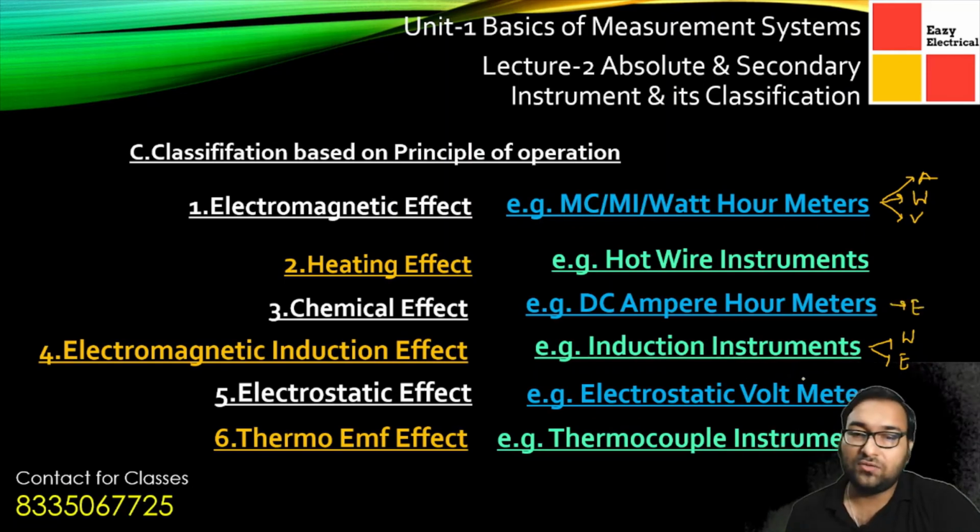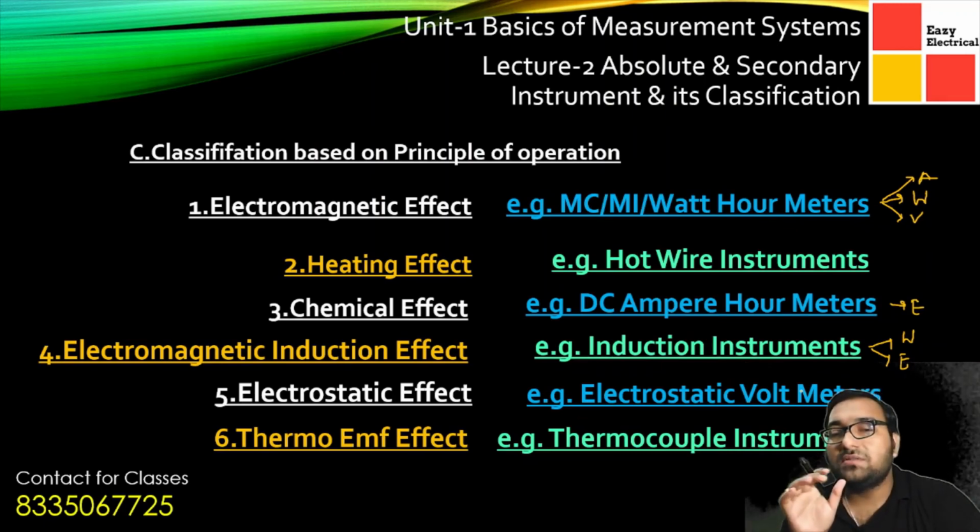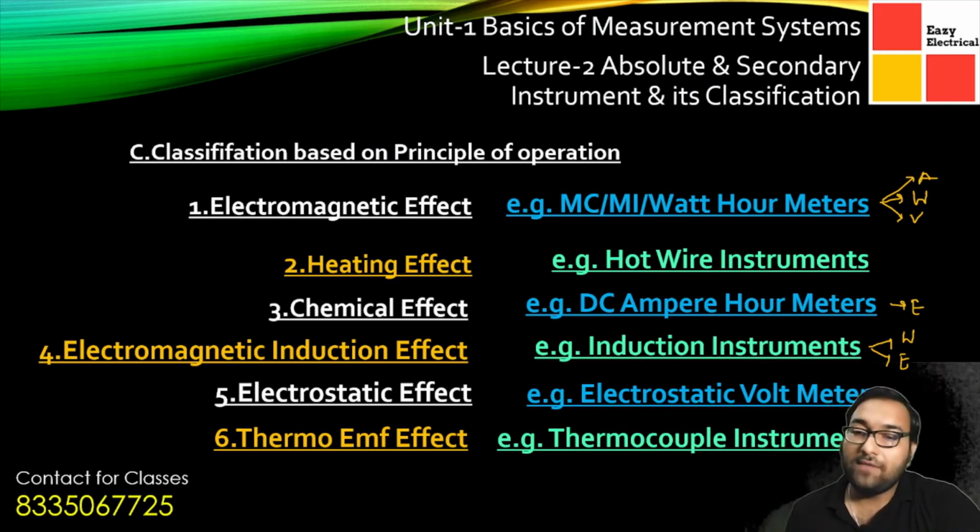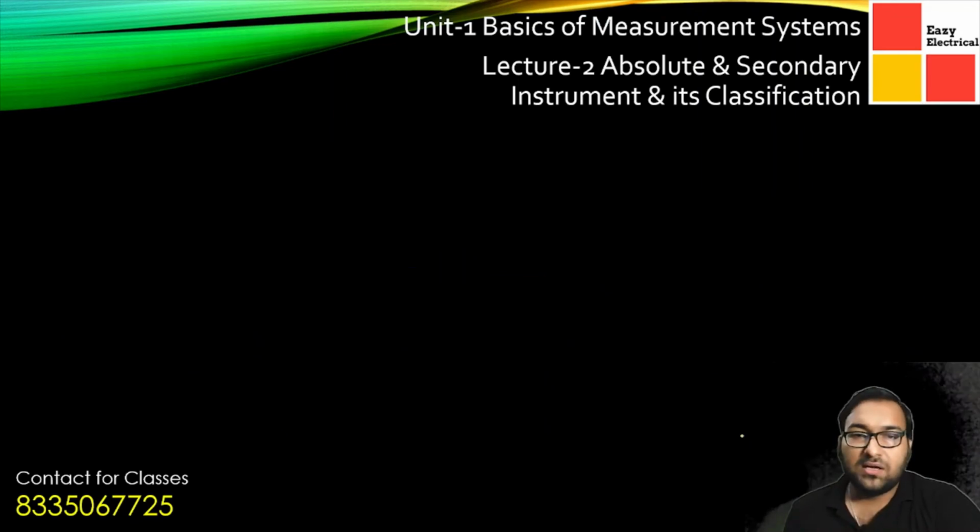As you have seen, electrostatic effect is shown in voltmeters. A common example of this is that electrostatic voltmeters are used where high voltage is to be measured. So high voltage measurement is the criterion on which we are using these electrostatic voltmeters. There are also some thermocouple instruments where the temperature difference is getting measured. So these are the basic classifications.